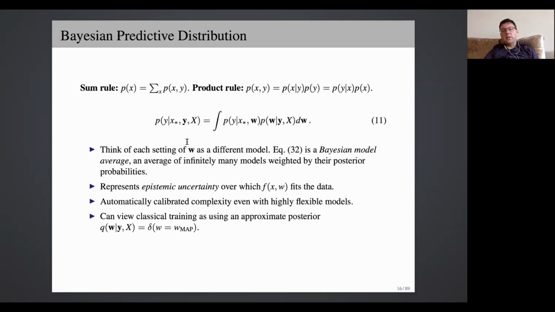We can also view classical training from this perspective as a special case of Bayesian inference, where we use an approximate posterior, which is equal to a delta function, centered on the maximum likelihood or regularized maximum likelihood, the MAP setting of parameters. When we substitute in this expression for Q into our expression for p of y given data in equation 11, we see that we'll actually just recover the predictive distribution that we get when we do maximum likelihood. We'll get p of y given those maximum likelihood settings of parameters.